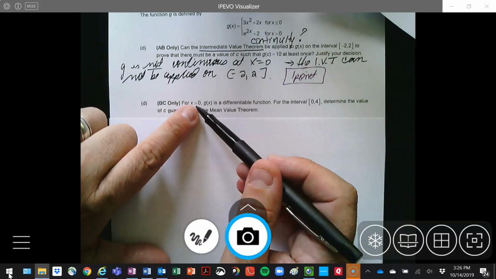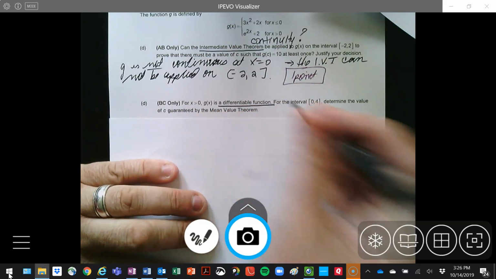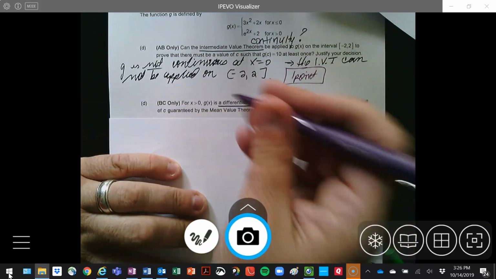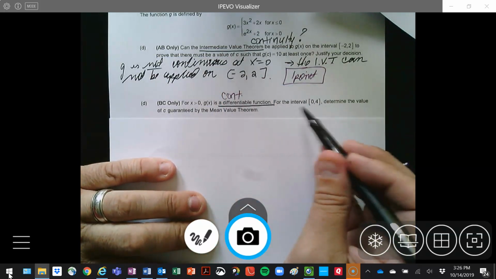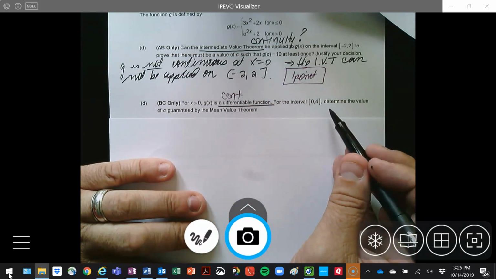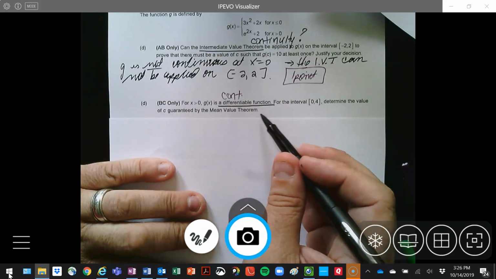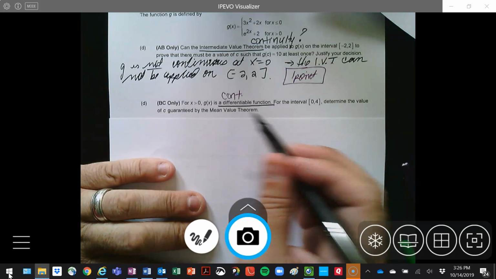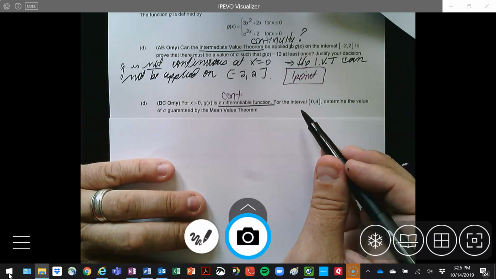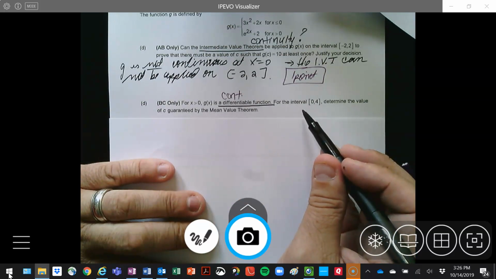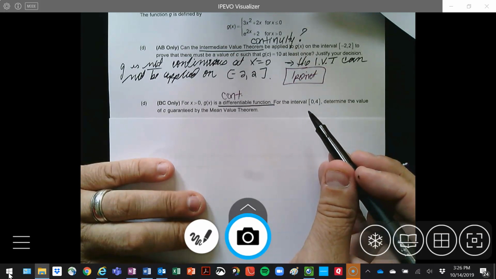For values of x greater than 0, g is a differentiable function. They're telling you g is differentiable, which means that g is also continuous. Okay, you get that for free. For the interval 0, 4, determine the value of c guaranteed by the mean value theorem. So g is differentiable, which means it's also continuous.